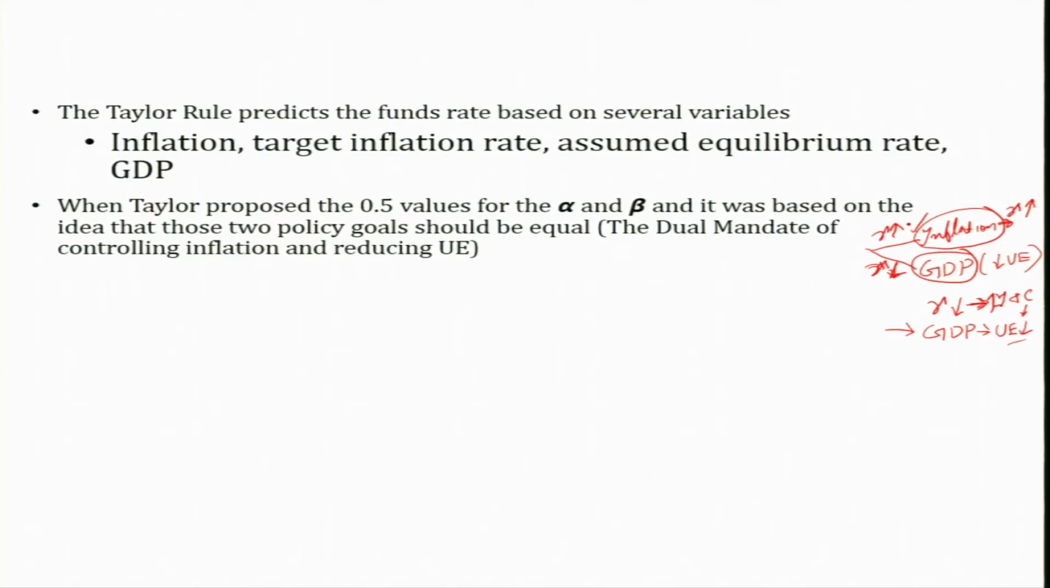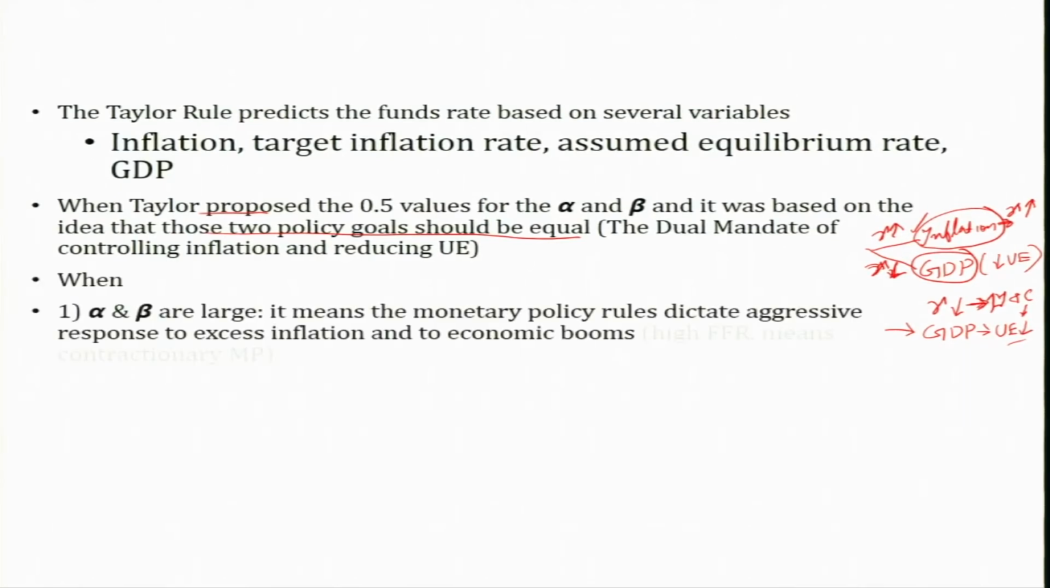Accordingly, Taylor proposed giving equal importance to both, that is the dual mandate of controlling inflation and reducing unemployment, with equal weightage, that is 0.5 for alpha and beta. When alpha and beta are large, the monetary policy rules dictate an aggressive response to excessive inflation and to economic booms. That means a high Fed fund rate. A high Fed fund rate means nothing but increasing the rate of interest. We can call it contractionary monetary policy, that is, tightening monetary policy.